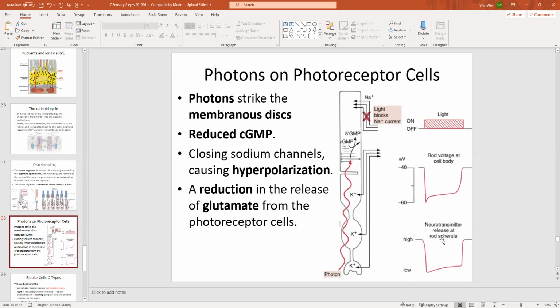So you need to keep this in mind. It's kind of opposite to what we have seen in other sensory systems. In the photoreceptor, when there is a stimulus, the release of glutamate is reduced. When there is no light, the glutamate release from the photoreceptor increases. Okay, now the next step after the photoreceptor is the bipolar cell.